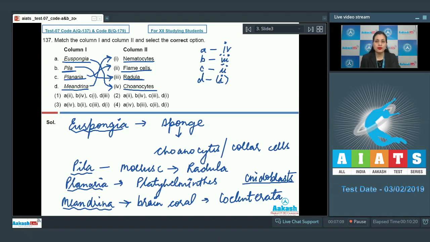So the correct answer to this question is option number 4, A with 4, B with 3, C with 2 and D with 1. So the correct answer to this question is option number 4. Let's discuss our next question.